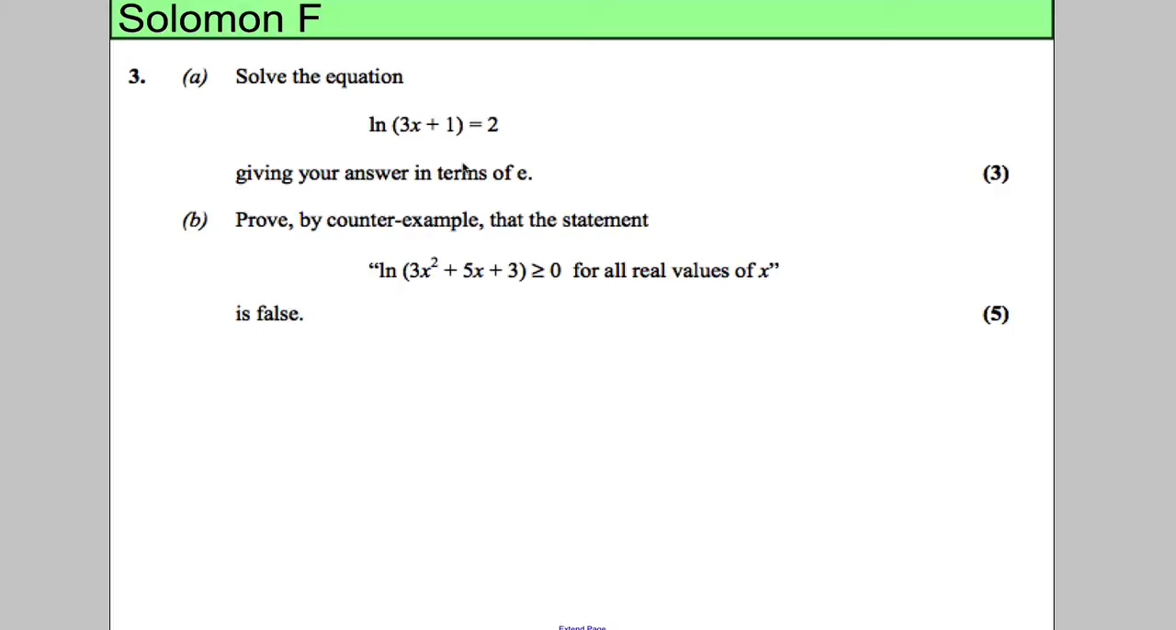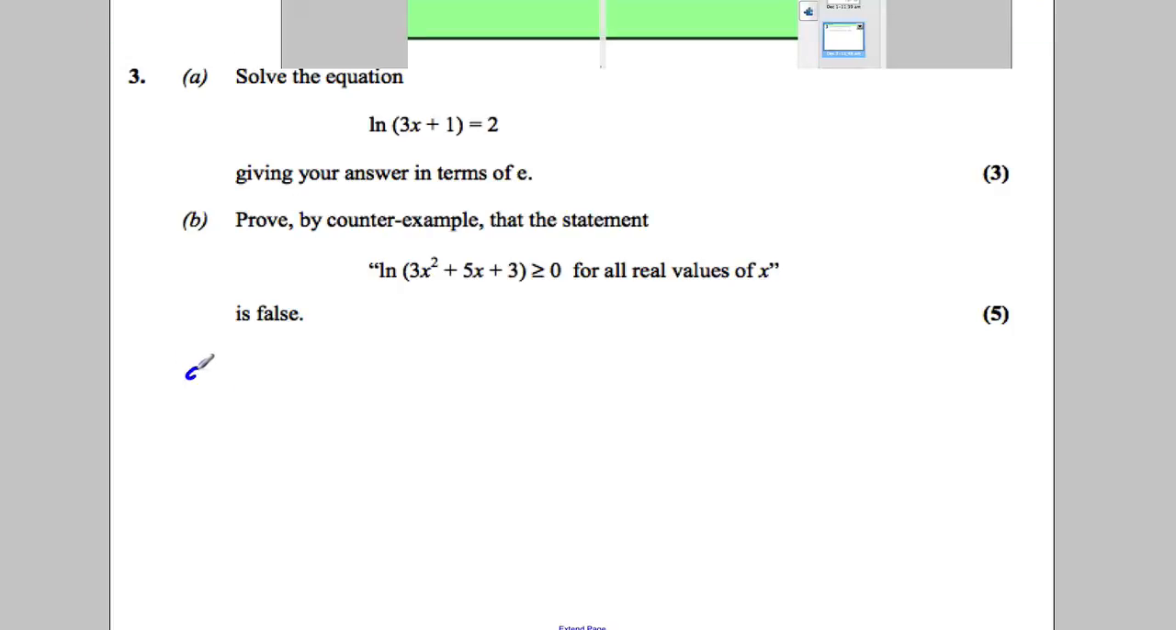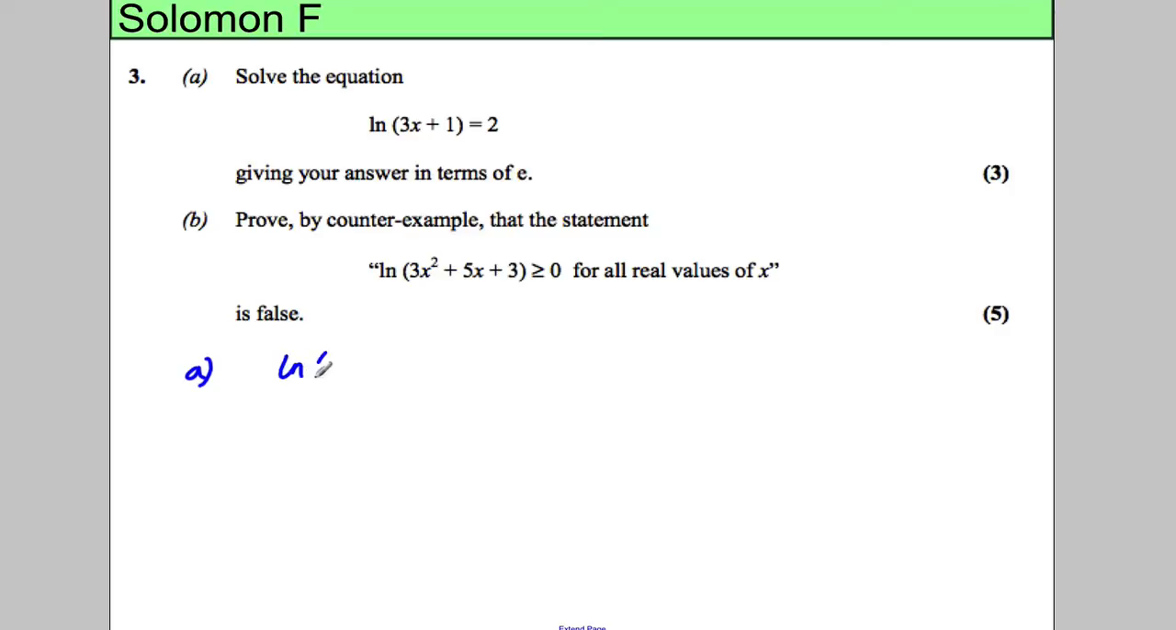In this question, we're asked to solve this equation, giving our answer in terms of e, so that's fairly straightforward. We've got the natural logarithm of 3x add 1 is equal to 2.